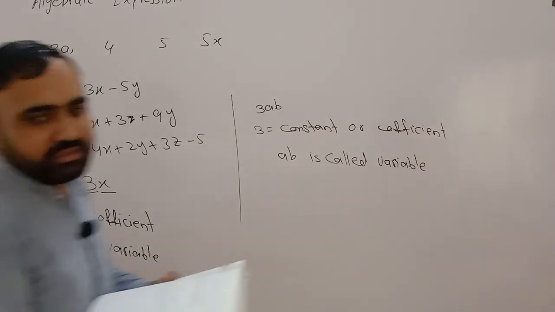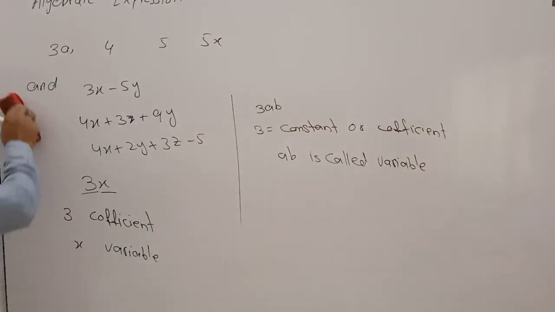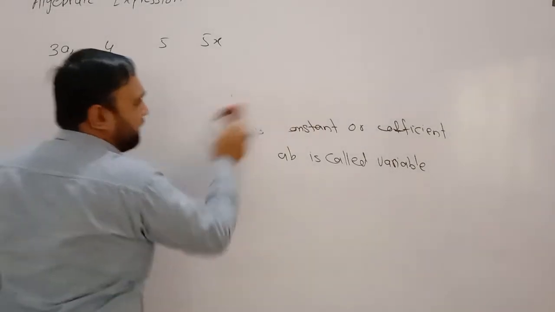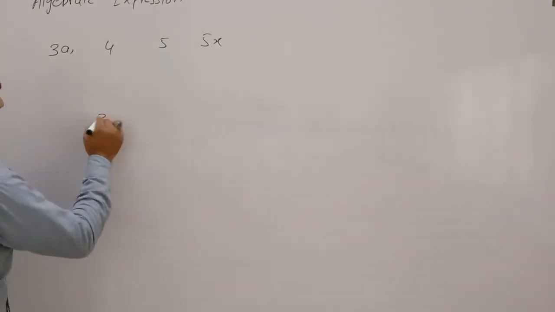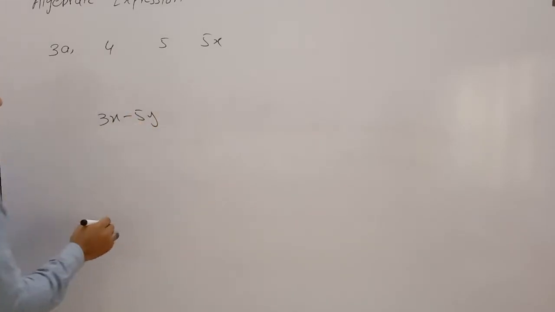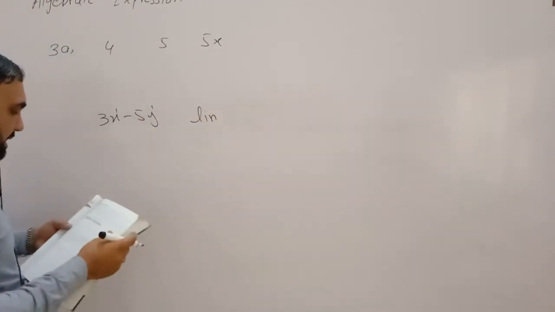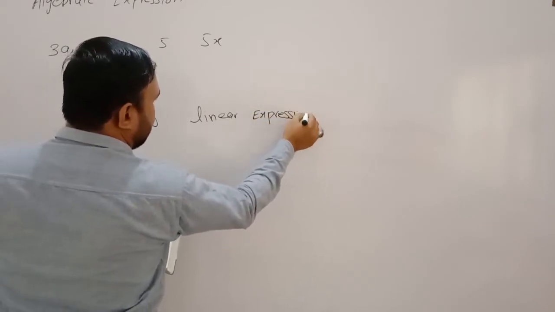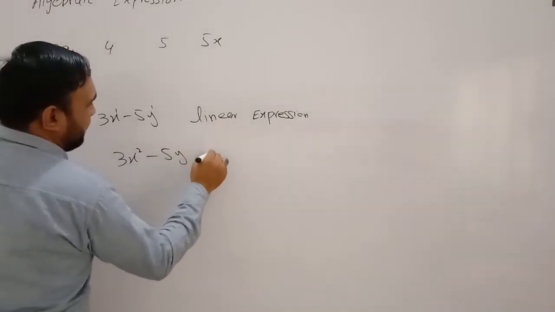Now the next is linear expression. If a variable has one power in an algebraic expression, the expression is called linear. Suppose, for example, 3x minus 5y. This is power 1, this is power 1, so it is called a linear expression. x square minus 5y is non-linear.